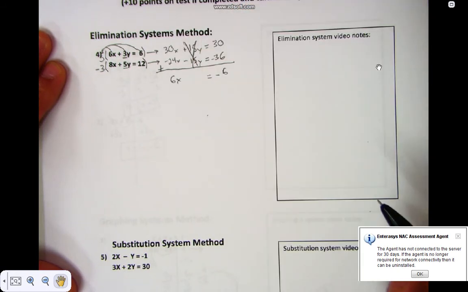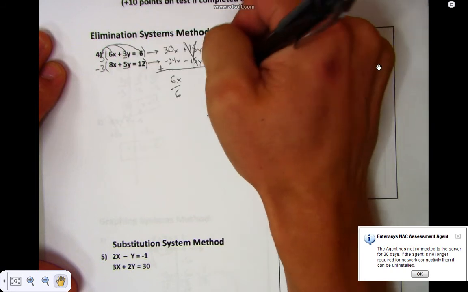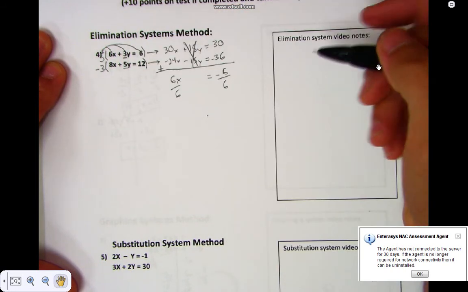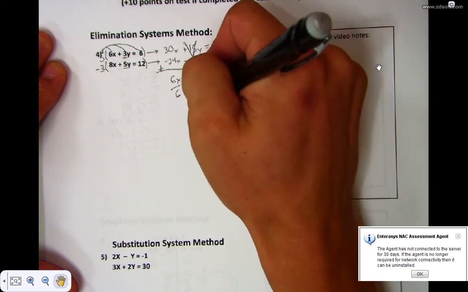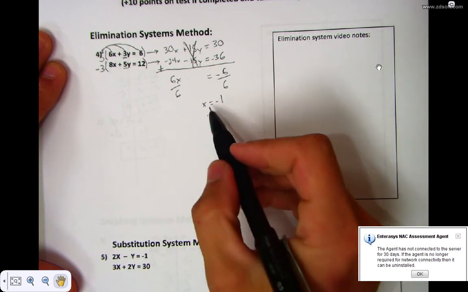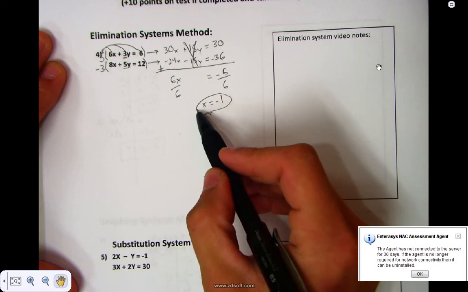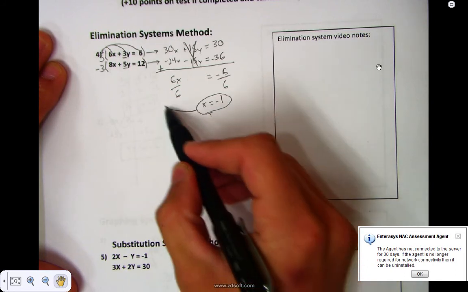Now I need to solve for that x, so I'm going to divide by 6 on both sides. Divide by 6. Divide by 6. So I should have x equals negative 1. Okay, once I'm at this point, we have now reached an easy place. So we just take that and we plug it back into the easiest equation to solve, which looks like the top one, so I'm going to plug it in up here.